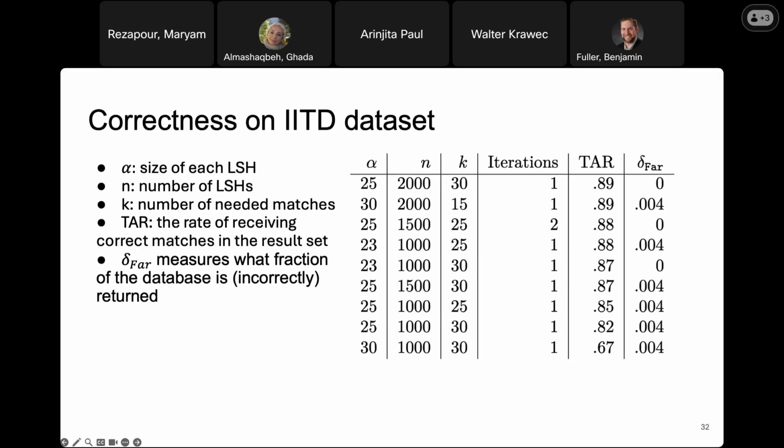I think the correctness would be somehow the same, so we would get 0 or close to 0 delta var, because the number of LSHs is still high, and for a bigger size data set, it may take more time for the search to get completed.